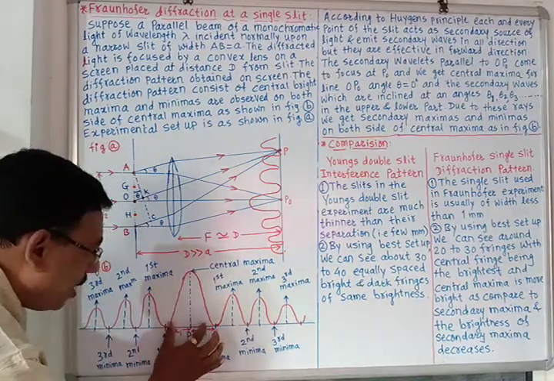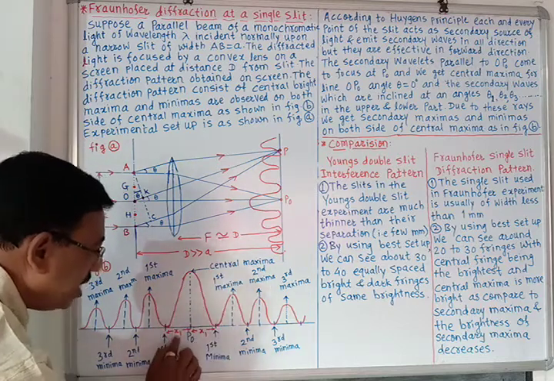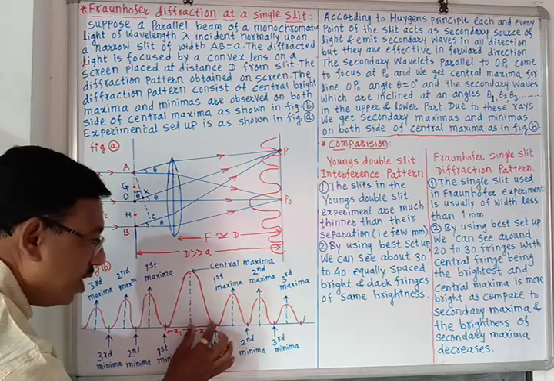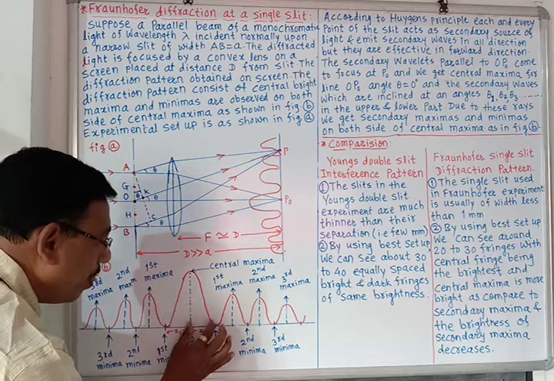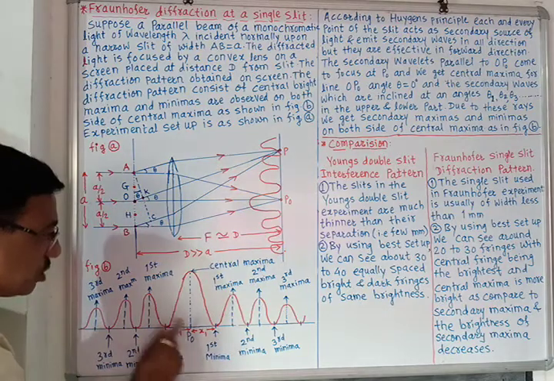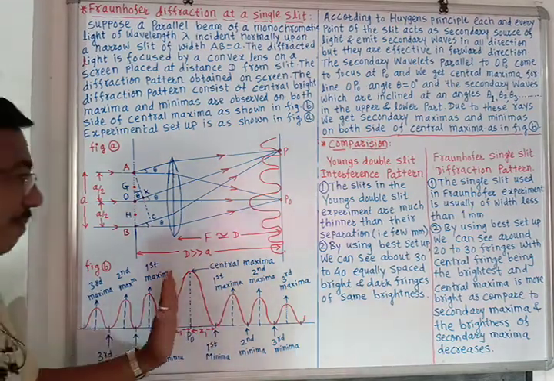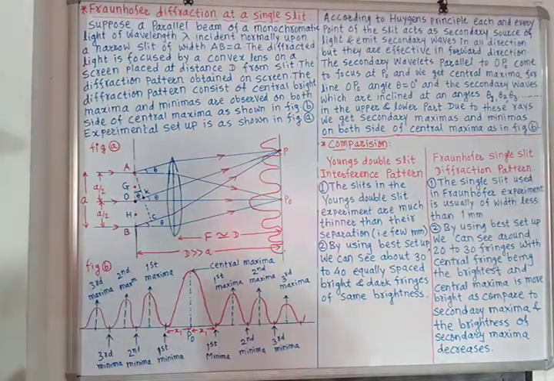If we take this width, total width of the central maxima, it is double of x. What is x? Half of the central maxima. This distance is x1. This one is also x1. Okay. So on both sides the same pattern is observed.